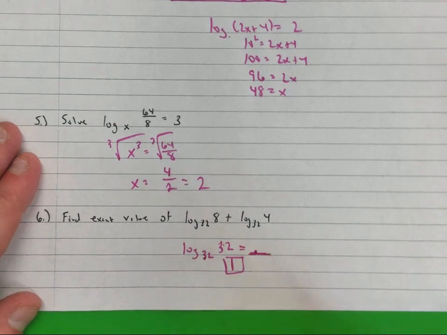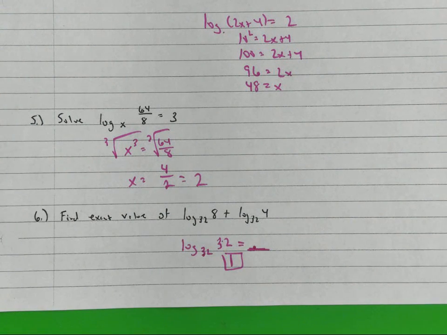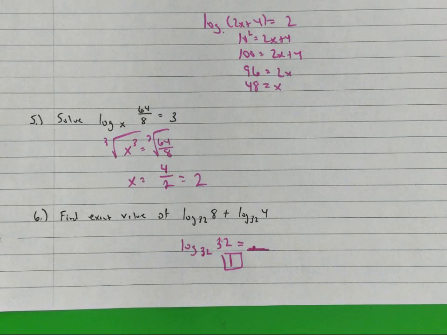32 raised to what power gives you 32? Because usually there's a number right there, isn't it? So 32 raised to 1 gives you 32. So your answer is 1. Are there any questions on those additional review problems?